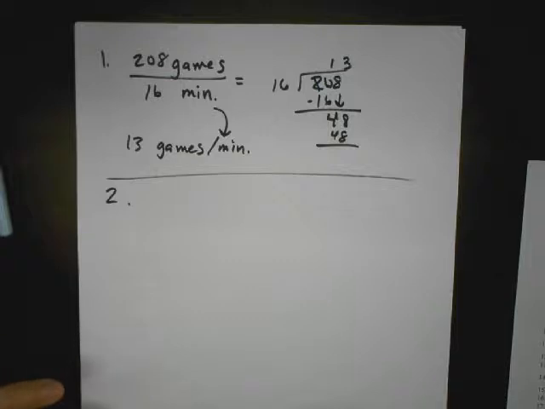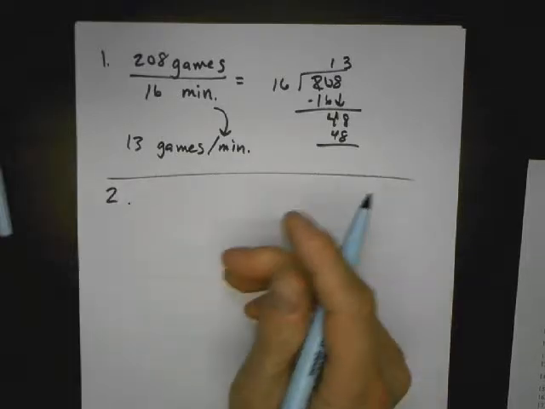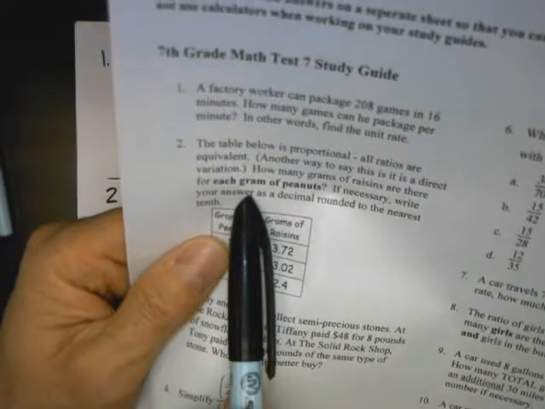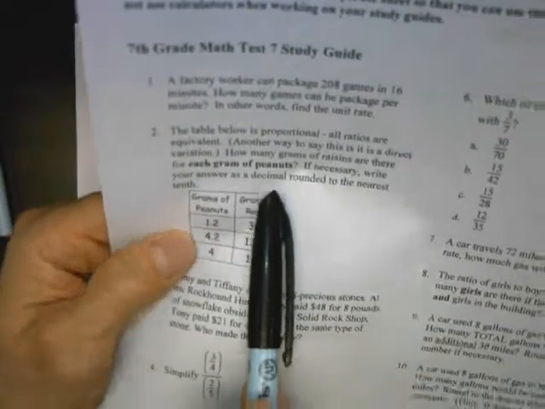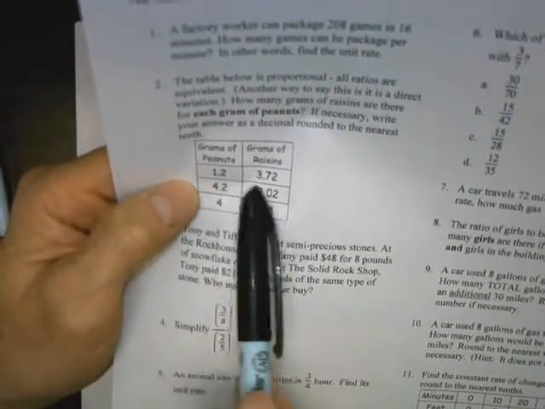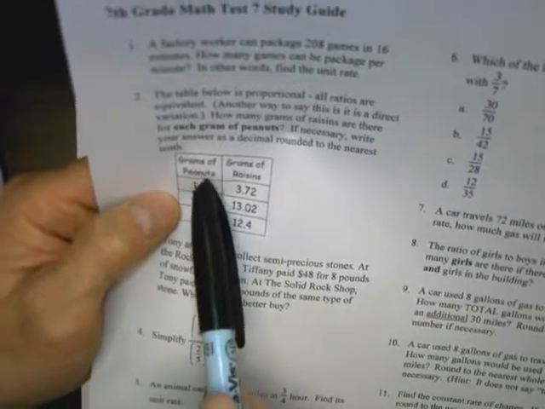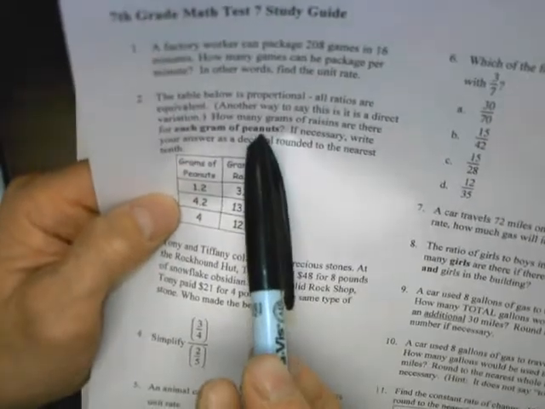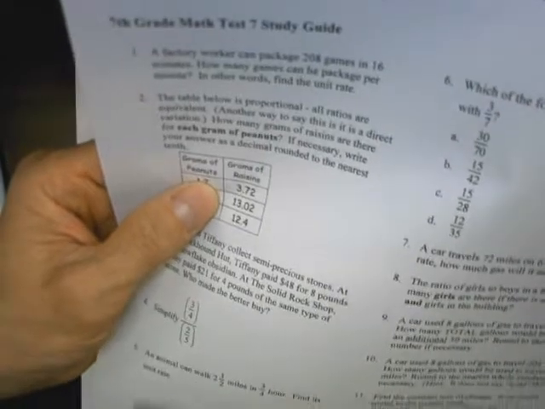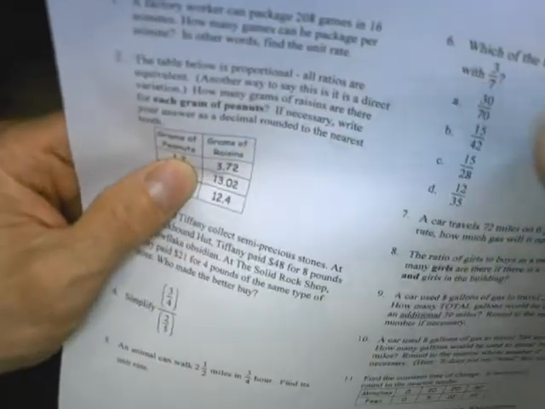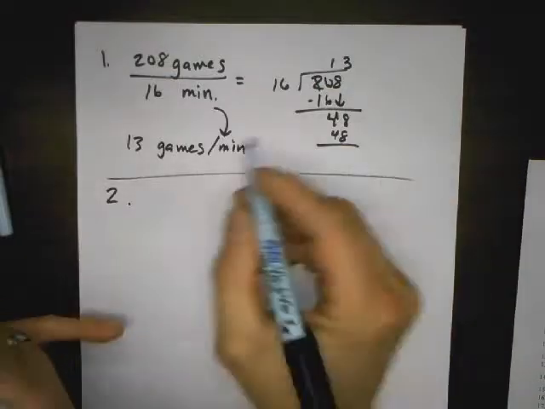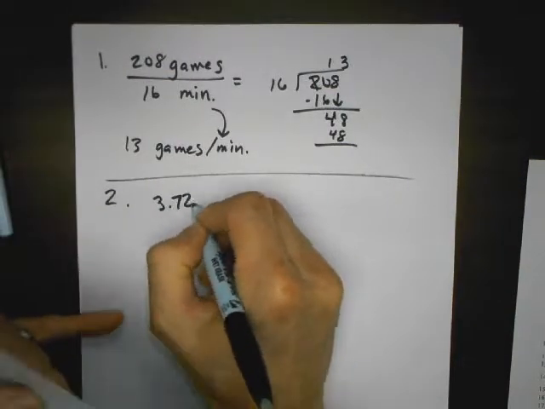Number 2, table below is proportional. All ratios are equivalent. So if you ever have a test question that asks you about direct variation, it means the same thing. It means proportional. How many grams of raisins are there for each gram of peanuts? So each gram of peanuts means peanuts goes on the bottom. Since these are all going to be equivalent ratios, I have to put raisins on top and peanuts on the bottom this time. If they said each gram of raisins, raisins would go on the bottom.